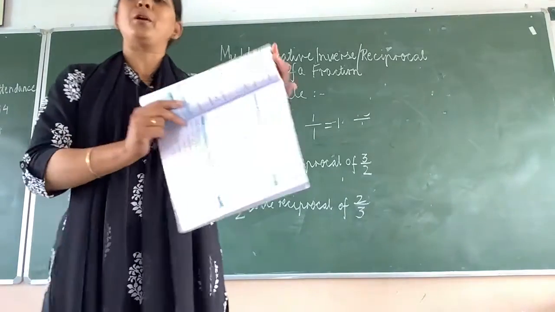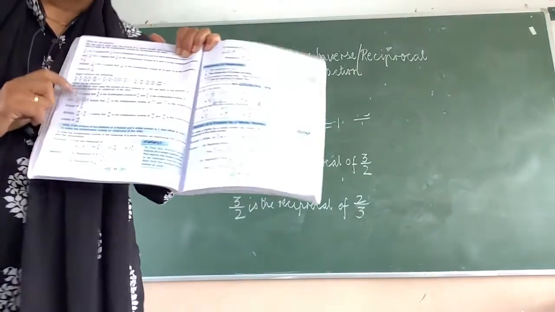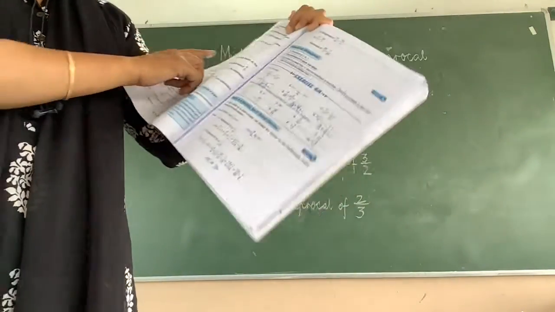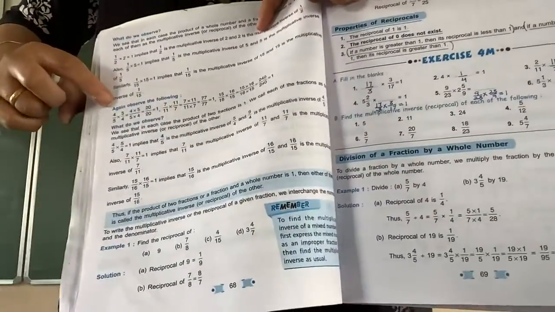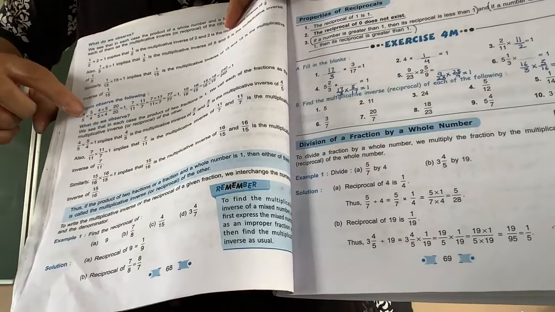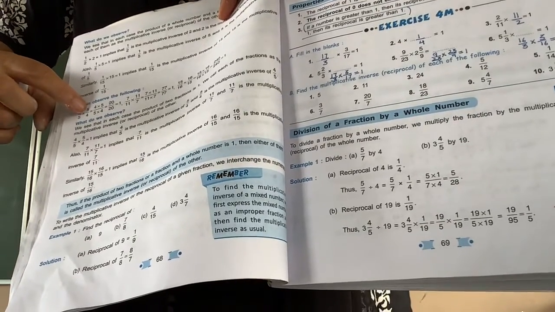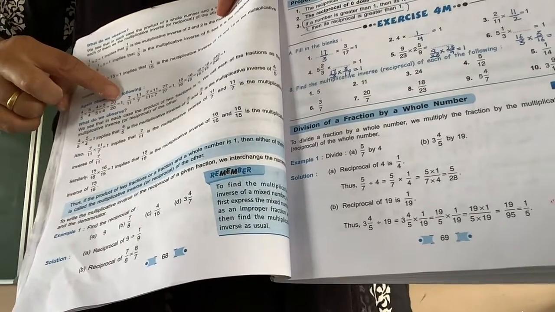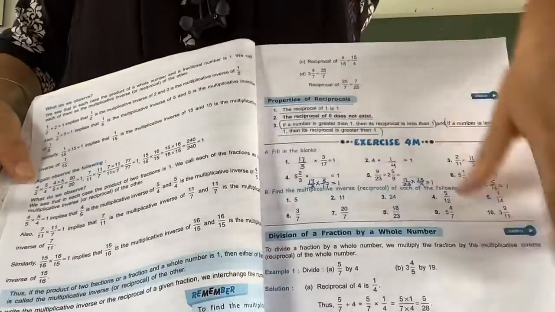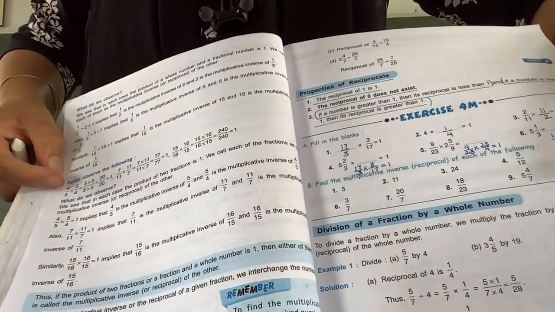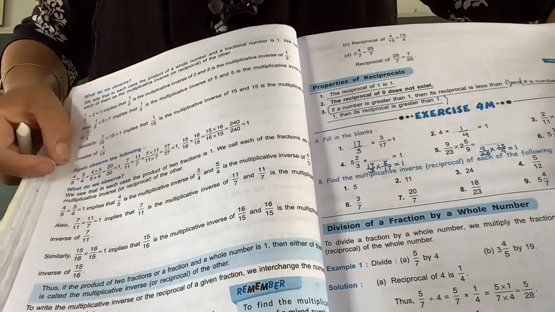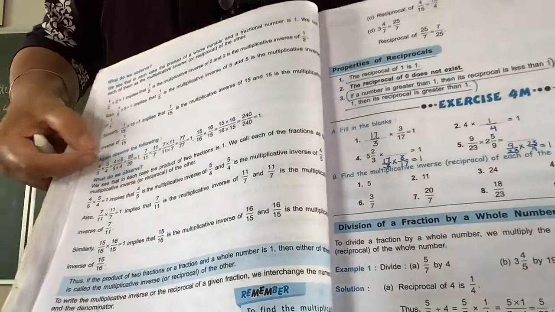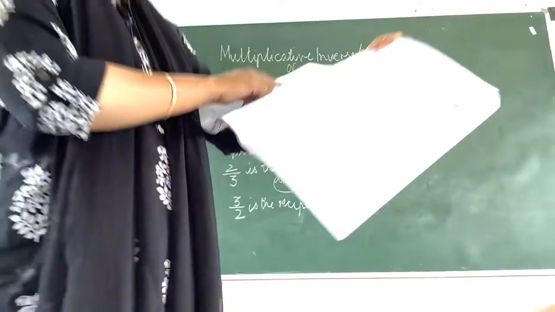So children, now look at these examples which are given here. When 4 over 5 is multiplied by 5 over 4, what do we get? We get 1. So what does this imply? That 4 over 5 is the reciprocal of 5 over 4, and 5 over 4 is the reciprocal of 4 over 5. Underline this example, children.